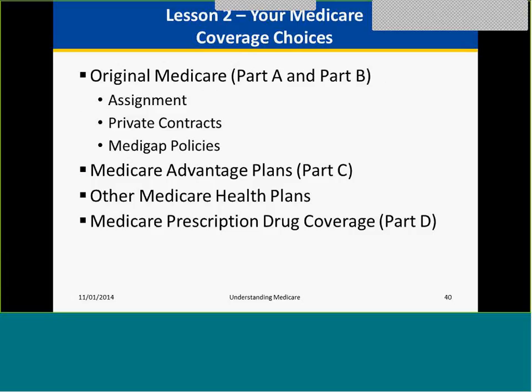Okay. All right. So, choices. We're going to take a look here at Original Medicare, Parts A and B. We'll take a look at private contracts and Medigap policies. We'll look at Part C plans. It says Part D, but I put that into a different presentation, so we'll see that at a different time.